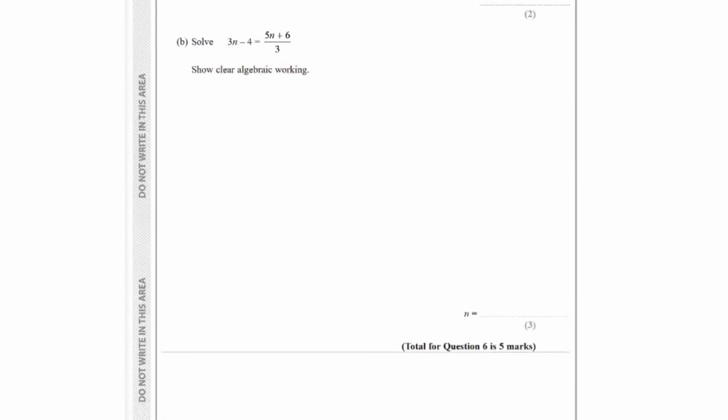Part B says solve 3n minus 4 equals 5n plus 6 over 3. Show clear algebraic working. So whenever we have a fraction on one side and like whole number terms on the other side, and the fraction isn't being added or subtracted to any other term, we can cross multiply. So that means we multiply 3 with 3n minus 4 to get rid of the fraction on the right hand side. And this is 5n plus 6. Multiply 3 with all the terms inside the bracket. So that's 9n minus 12. 5n plus 6 comes as it is again.